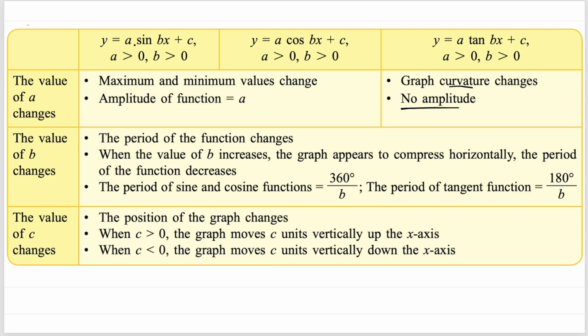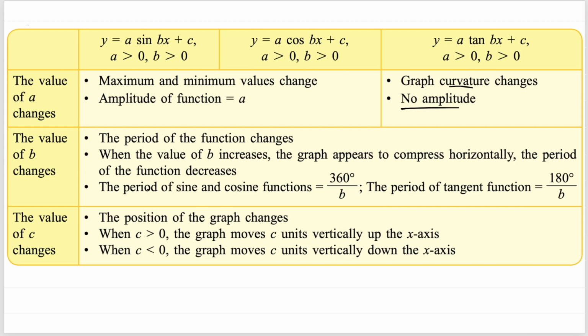Okay, now what happen if the value of period ni berubah? So the period of the function changes. When the value of B increases, the graph appears to compress horizontally. So maknanya bila value of B ni berubah, maknanya meningkat, you punya cycle akan jadi banyak. Okay, it's not one cycle anymore, it's gonna be more than one cycle. So that's why nanti you akan tengok dia punya graph dia akan jadi compressed horizontally.